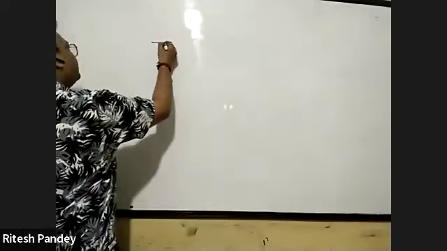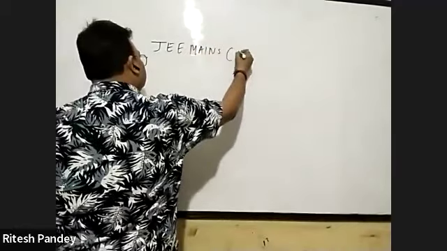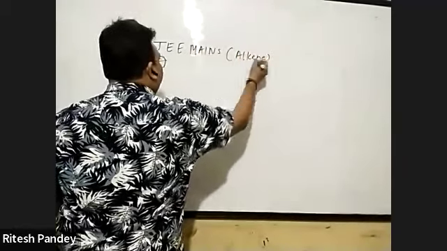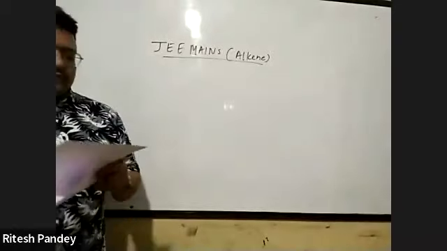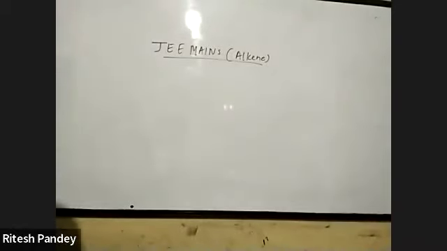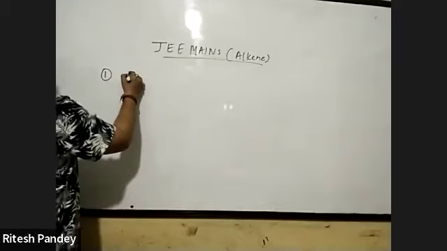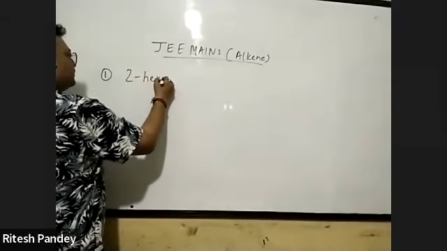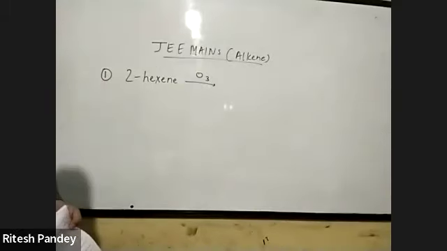The questions which came in the JEE Mains from the topic alkene. We'll start with question 1, which came in April 12, 2023. Now this is about 2-hexene on ozonolysis, and you have to find the product.